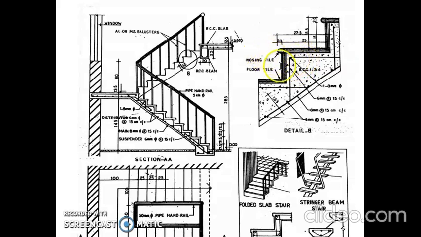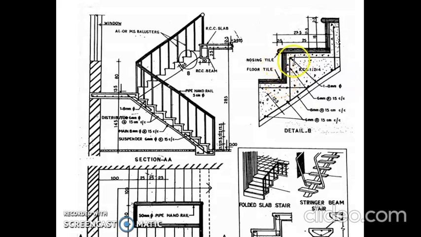Also there is no need to provide this nosing and the floor slab, just provide sharp corners of this RC beam, RC stair. No need to provide these nosings. You can use sharp edges.